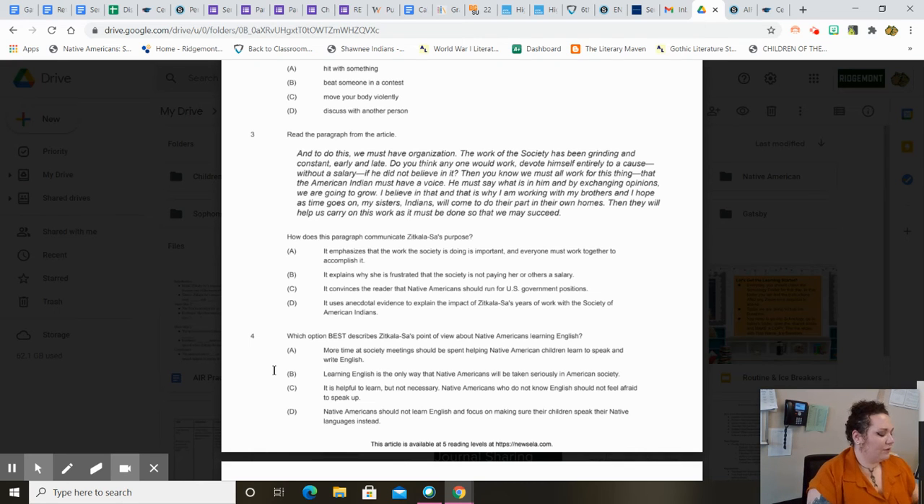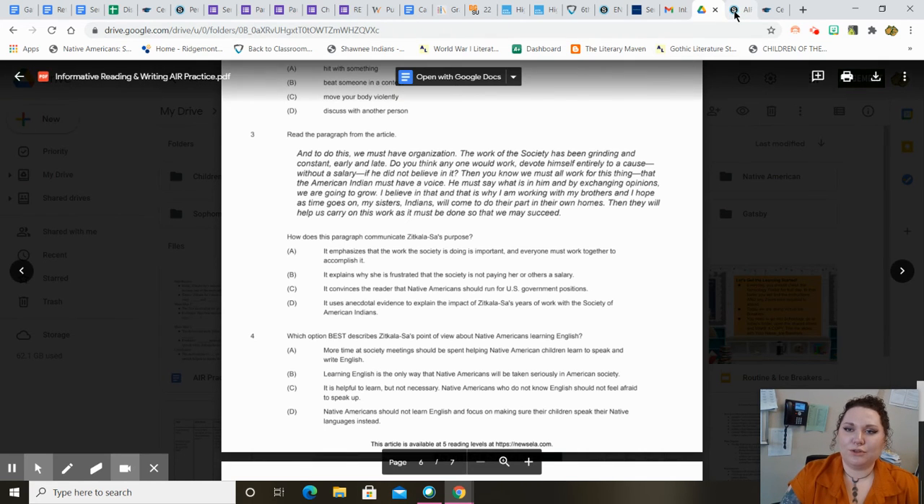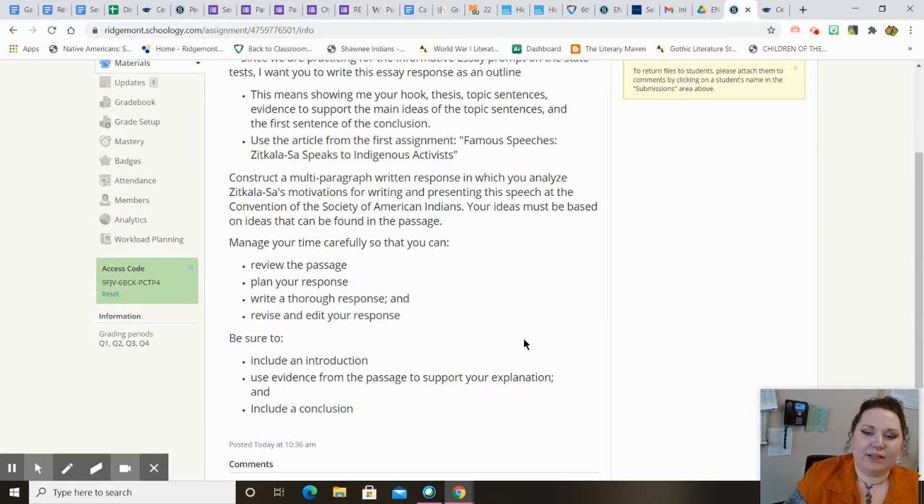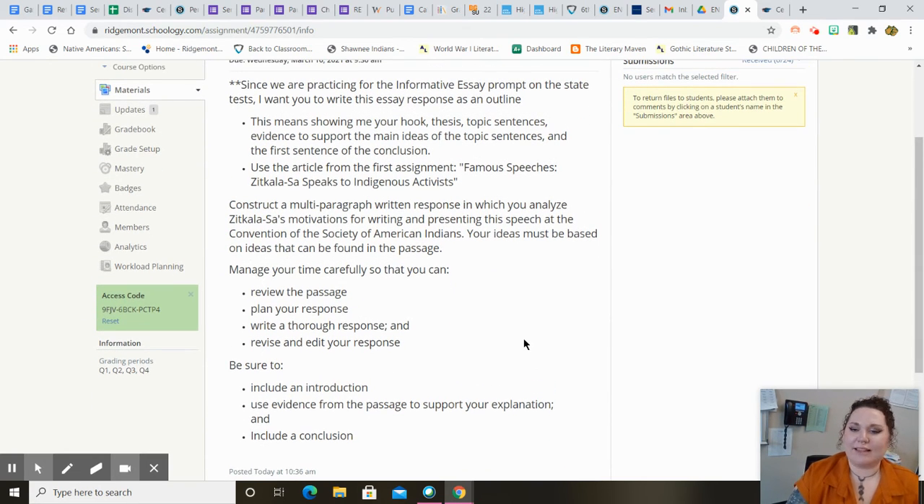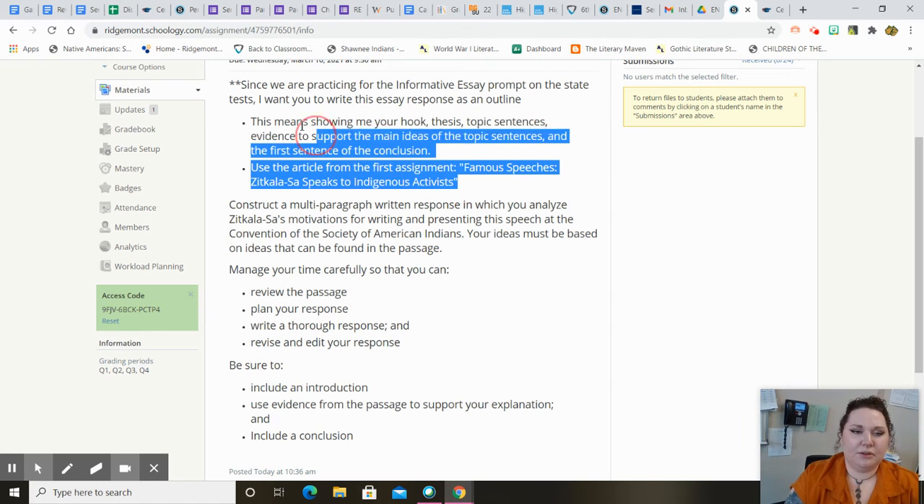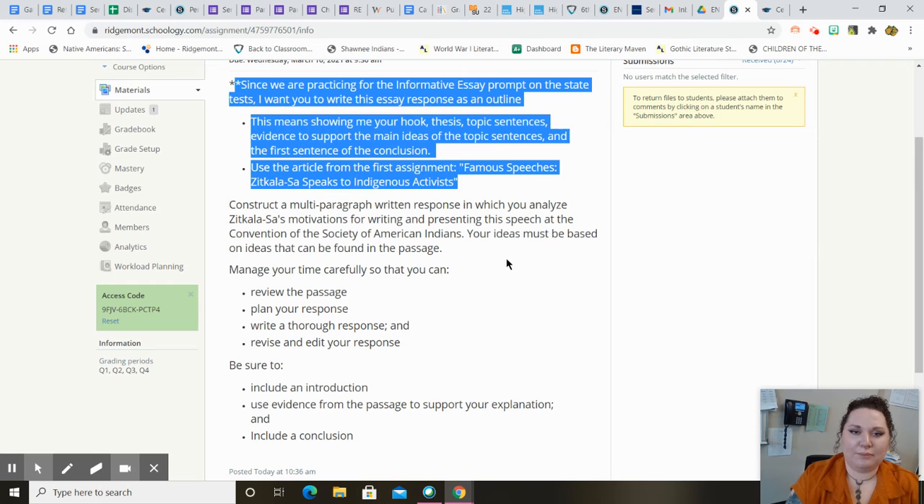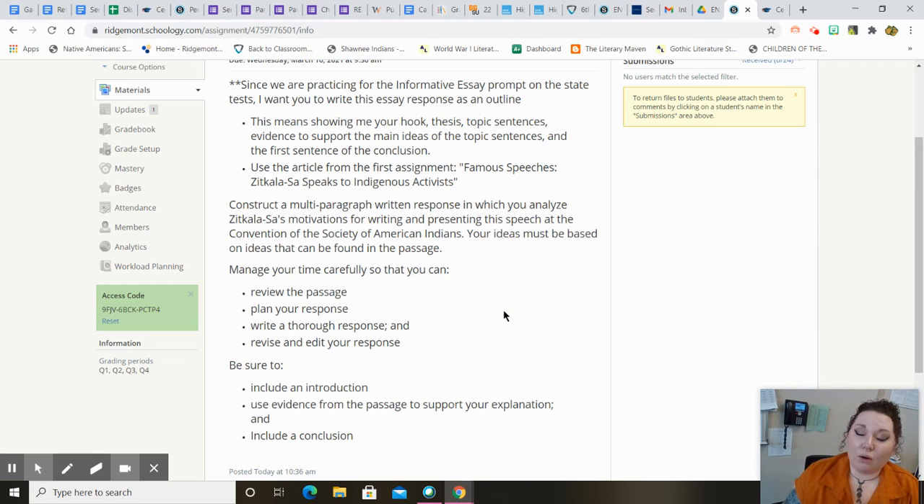So now that we finished the multiple choice, what we're going to practice is the essay portion that would have come with this particular reading if it was on the state test. So if you go into your Schoology account, what you'll see here is basically this prompt I'm giving you. I've set it up almost exactly like you would see on the state test. So this portion is sort of just me explaining what you're doing. In that, you're not going to write a whole essay. You're going to write an outline of what you would write for an informative essay.